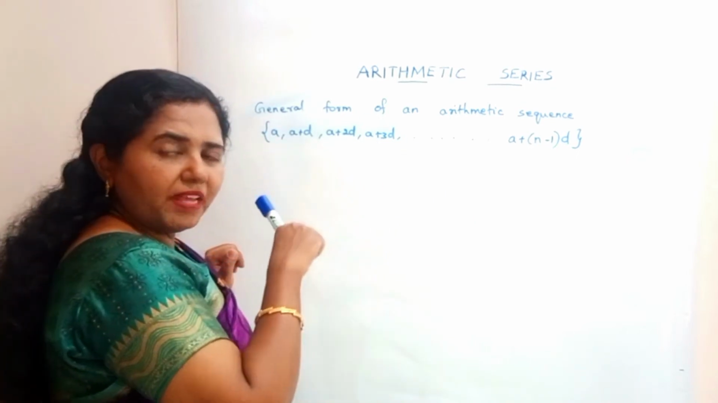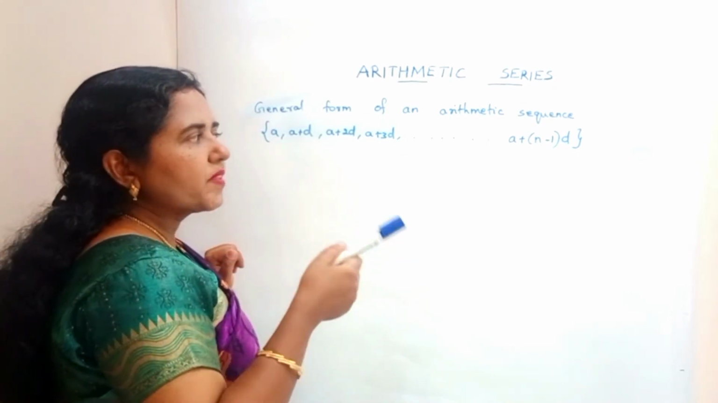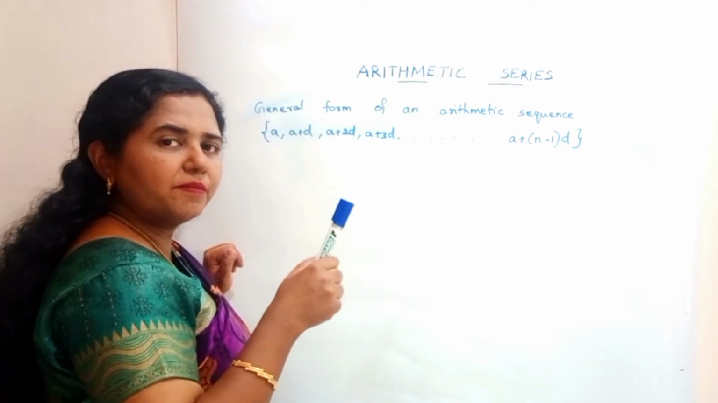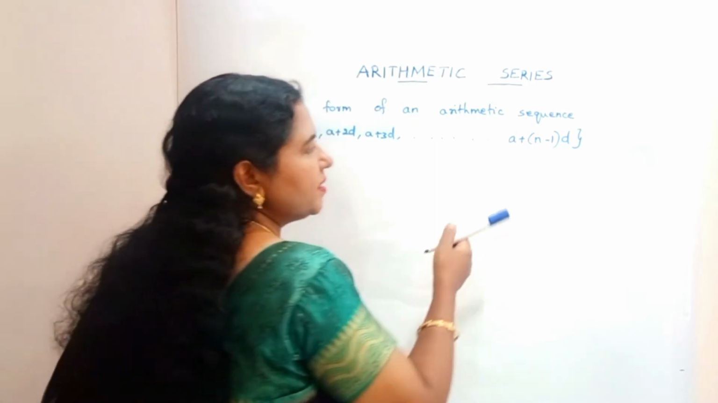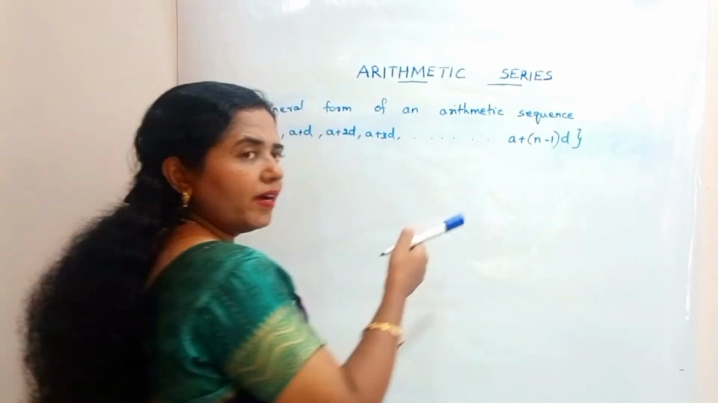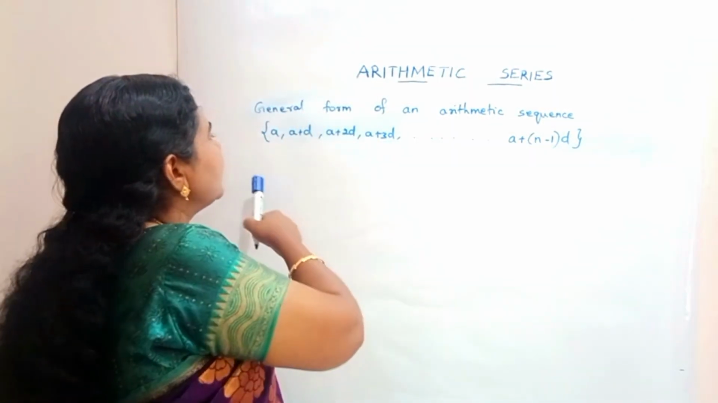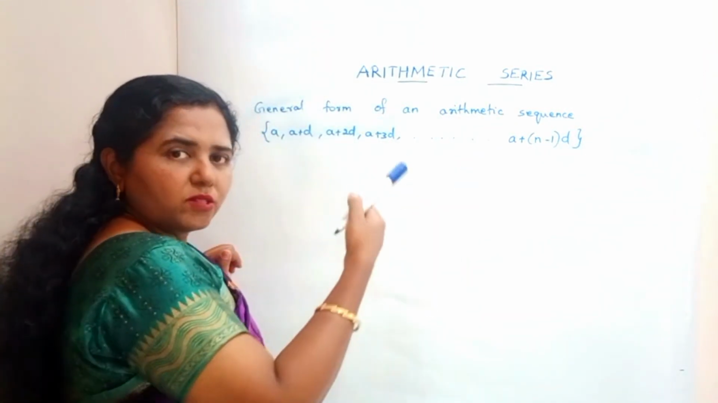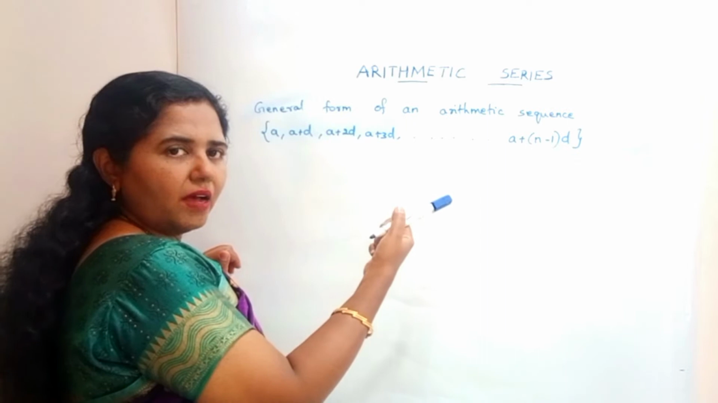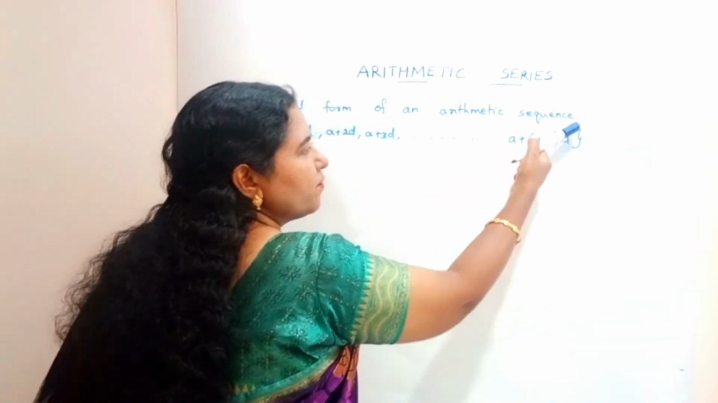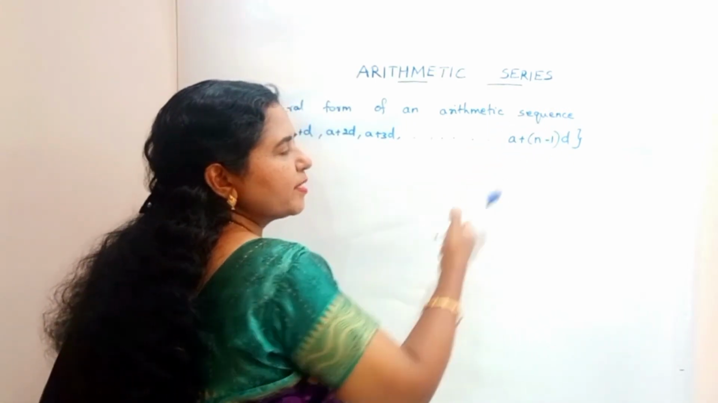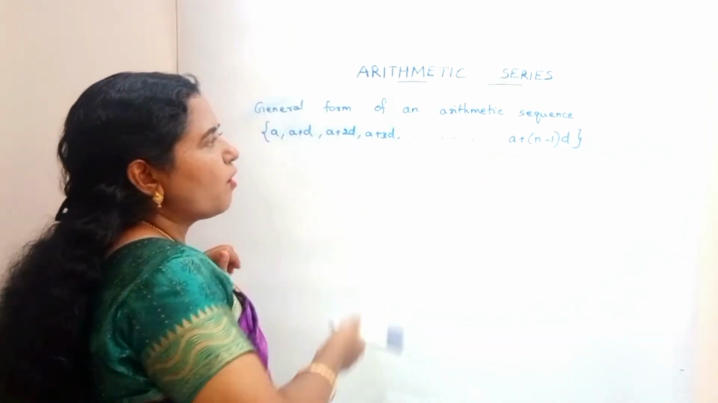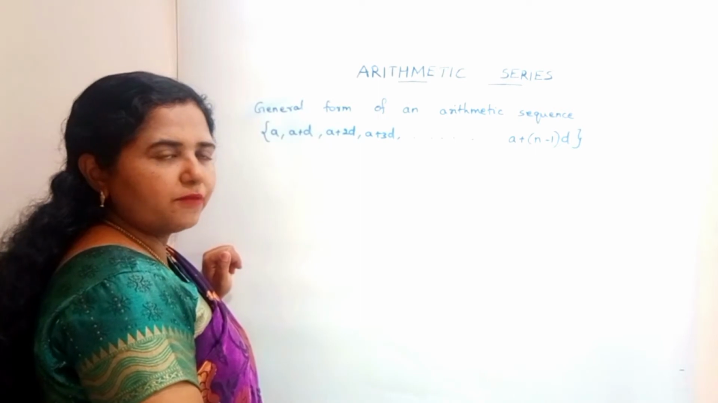And previously itself we have found out the expression for the nth term present in an arithmetic sequence, and we got it as a plus n minus 1 into d. So here, considering that there are n terms in this arithmetic sequence, the nth term will become the last term. So in the place of the last term, we can write the expression for the nth term. So now this becomes the general form of an arithmetic sequence.